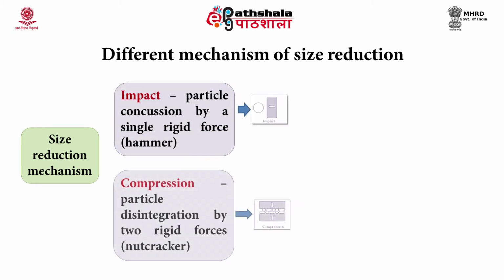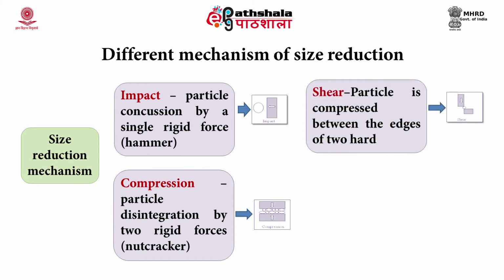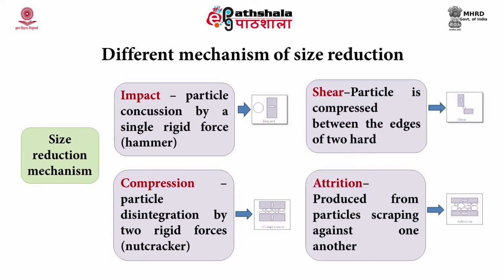First one is impact, second compression, third shear force, and fourth attrition. Under impact, particle concussion occurs by a single rigid force. For example, you use a hammer to break the particle so that it gets broken down into smaller pieces. The second type of mechanism is compression. Under compression, particle disintegration is done by two rigid forces. It is also called a nutcracker. You can see the image towards your right, which clearly explains compression.